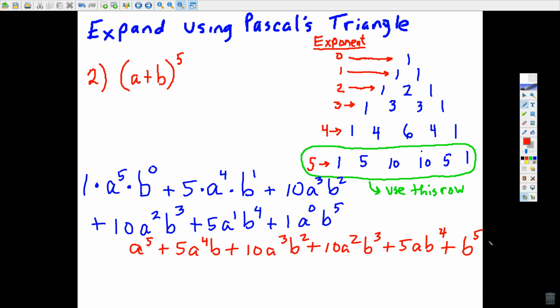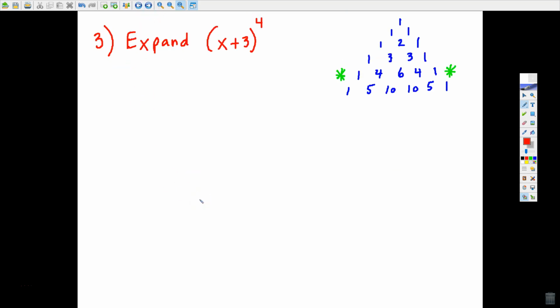Any questions so far? It's really, for today, that's the only type of problem you're going to be doing. Questions? All right, let's try another one. What makes this one a little different than the previous one? Do you see it? Good. Good recognition. Instead of saying x plus y, we have x plus a number. So that is going to factor into how we simplify, but the process is the same.